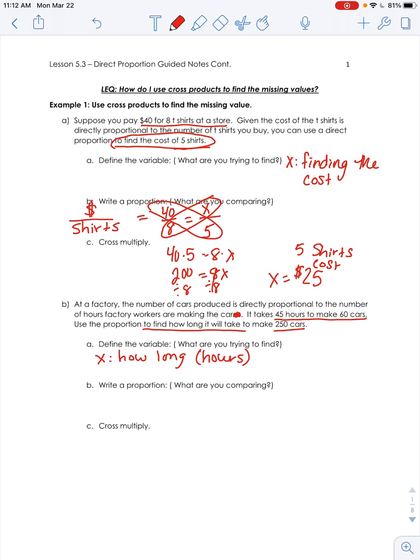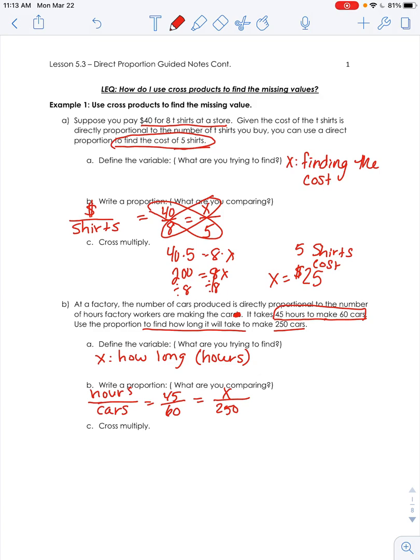And then we need to figure out what else we are comparing. So we're going to write our proportion. So we are comparing hours to cars. Okay, then what information are we given? We know it takes 45 hours to make 60 cars. And then we are trying to figure out how long it takes to make 250 cars. So that is x.